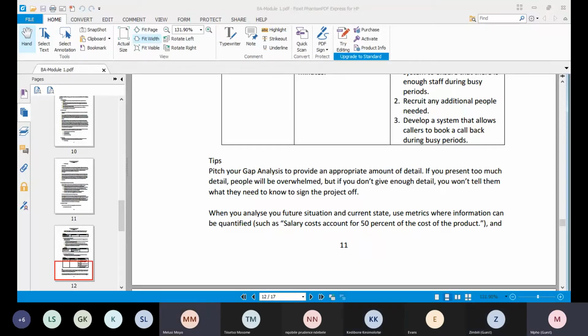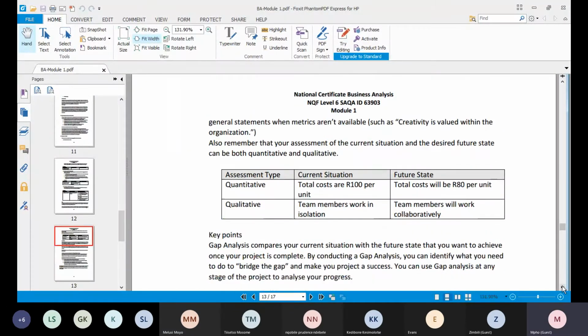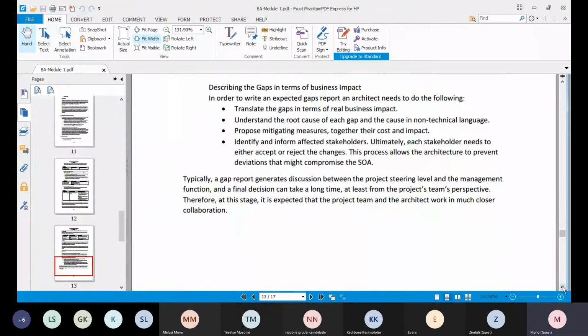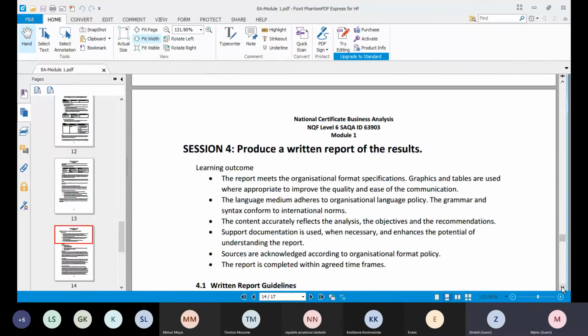All right, thank you. Mpho, over to you. Okay, I'm going to move on to session 4. These are some of the things that we have covered in gap analysis. So I'm going to move on to session 4, which is producing a written report of the results.